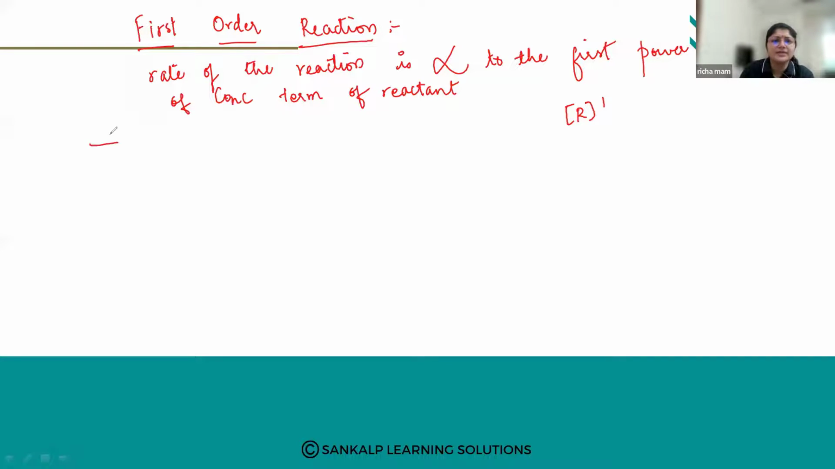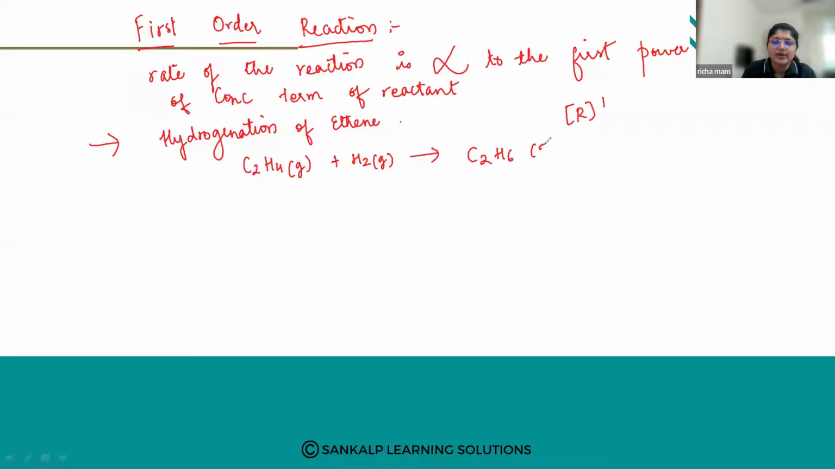So what is the example? Hydrogenation of ethene. Hydrogenation means addition of hydrogen across the double bond. Ethene is a molecule which has a double bond, right? So we are adding a hydrogen molecule across the ethene molecule. C2H4 plus H2, hydrogen gas. What you will get? You will get C2H6, gaseous.